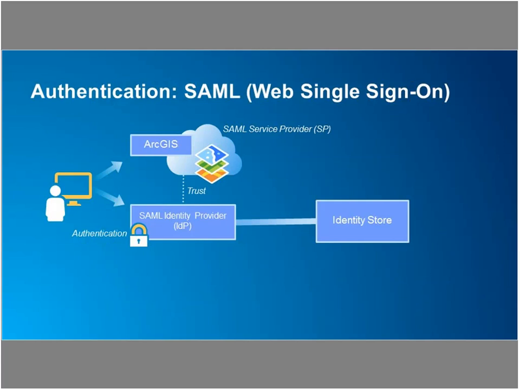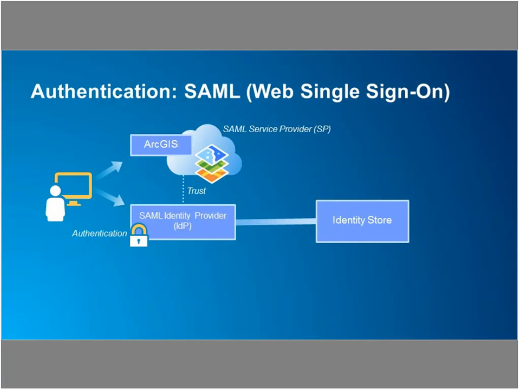With SAML authentication, a trust relationship is configured between an identity provider and a service provider. The identity provider is responsible for requesting a user's credentials. It works directly with an identity store to authenticate the user and create a SAML response. The service provider is the web app or service that the user is trying to access. In our case, Portal for ArcGIS.